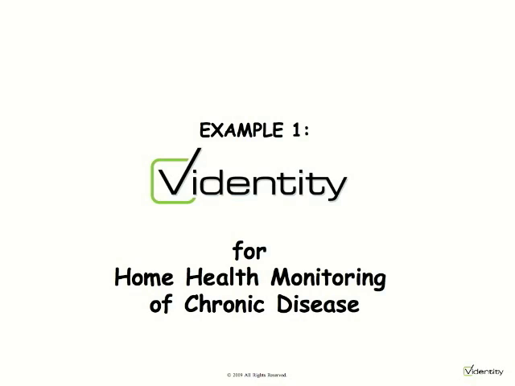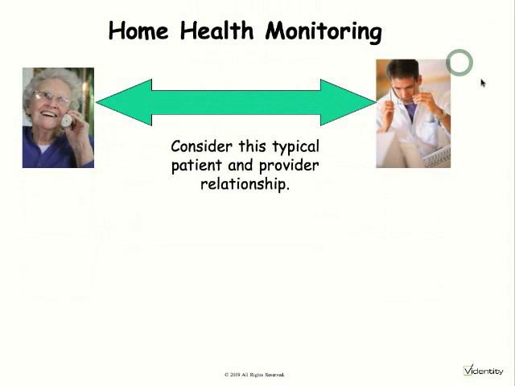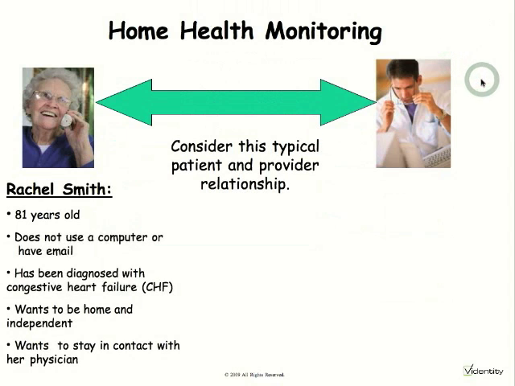Example 1. Using Videntity to power an application for home health monitoring of chronic diseases such as congestive heart failure, diabetes, pulmonary disease, and others. Let's consider the following typical patient-provider relationship. On the left is Rachel Smith. She's 81, doesn't use a computer or email. She's been diagnosed with congestive heart failure.